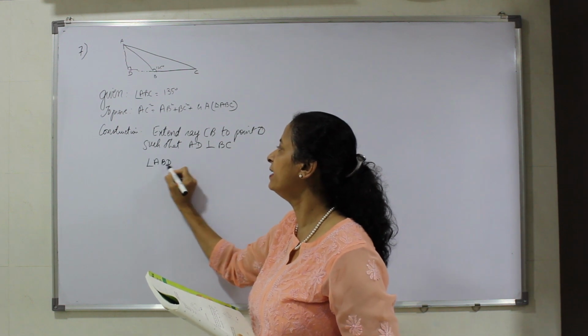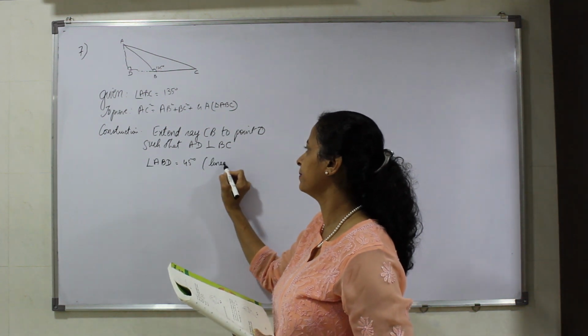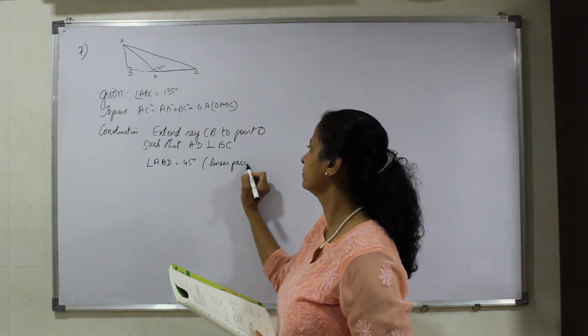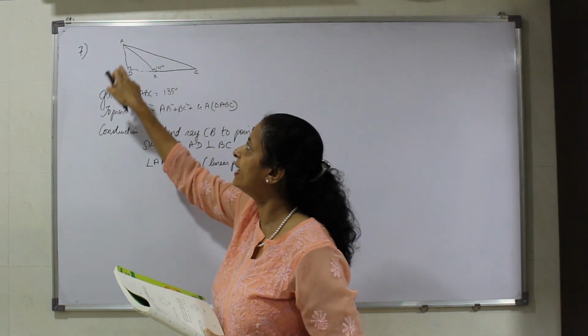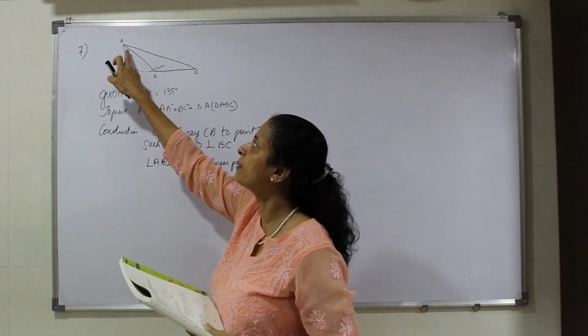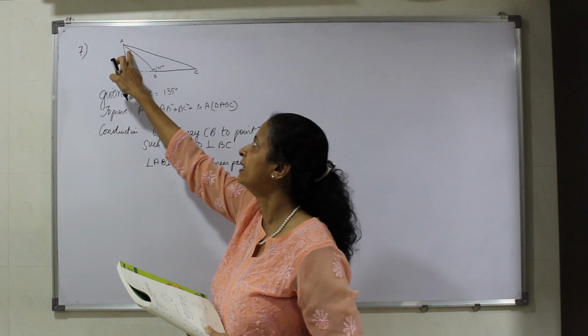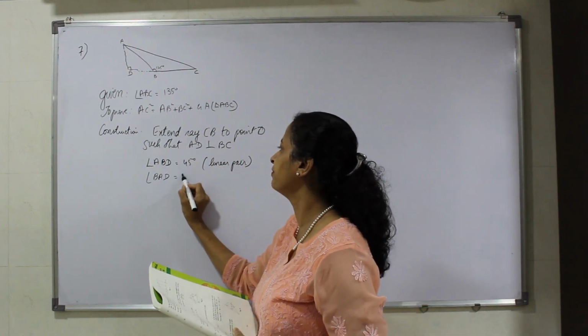The angle ABD is equal to 45 degrees, the reason being linear pair. So, we have the angle ABD as 45. If you see the triangle ADB, angle D is 90, angle B is 45. So the remaining angle, by the angle sum property, is the angle BAD. And so the angle BAD is another 45.